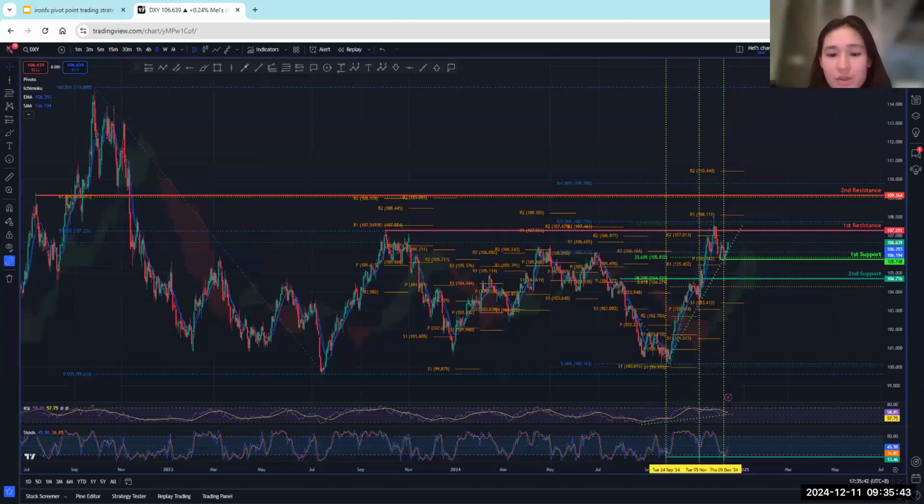Okay, so that's how you can use your pivot points together with other technical indicators, not forgetting Fibonacci and also your graphical indicators. And this indicator, we're just using the standard one.